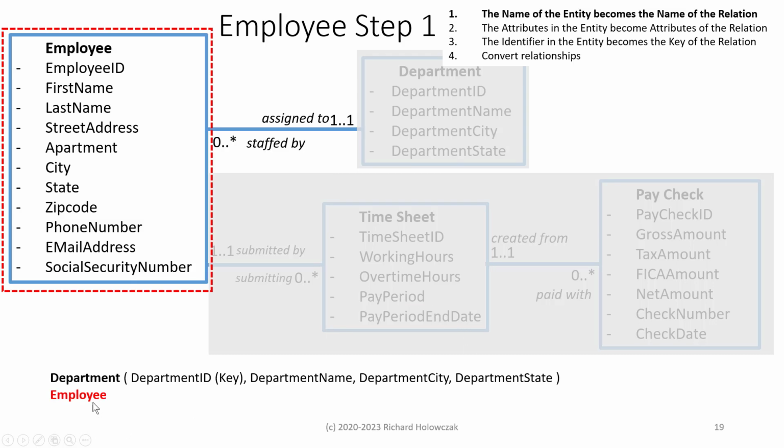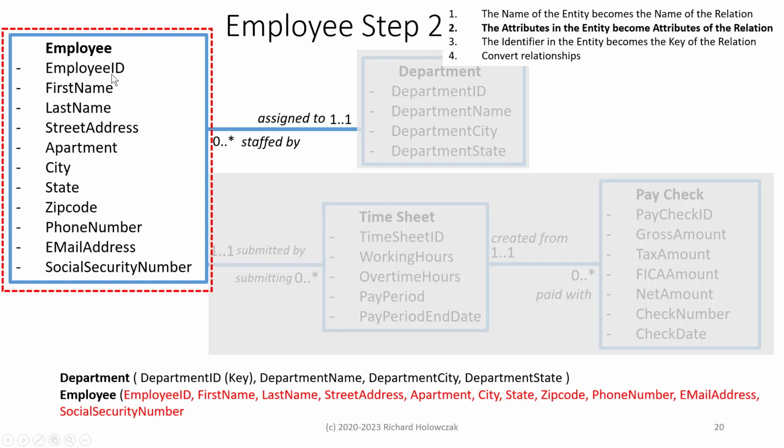Now that department has been converted, we can move on to the next entity. And the easiest way to do this is just to follow the one-to-many relationship over. So we move from department over to employee. And as before, the name of the entity employee becomes the name of the relation. We copy in all of the attributes from employee all the way down to social security number. It's okay if the list of attributes goes on to the next line. That's not a big deal. You can just keep putting them in between commas and just list them out.